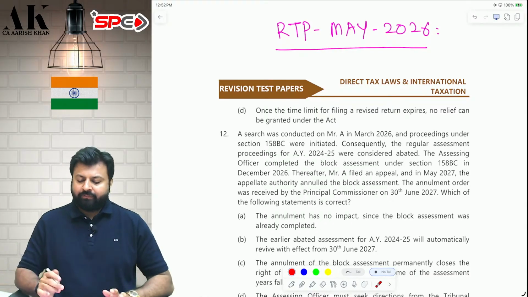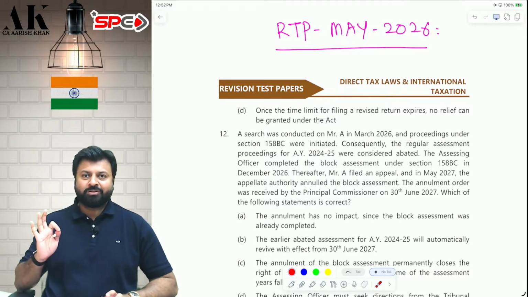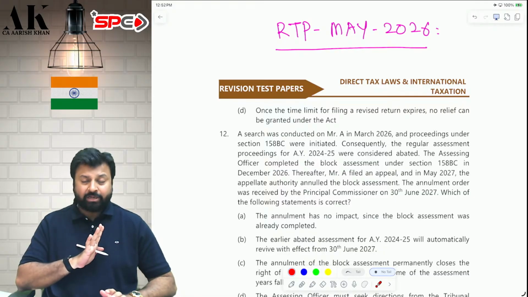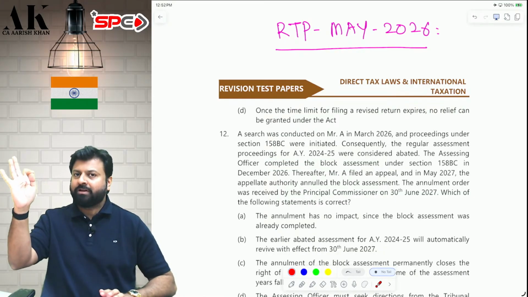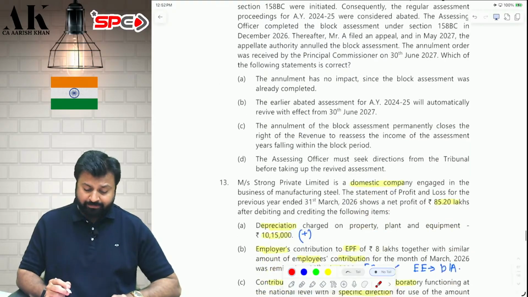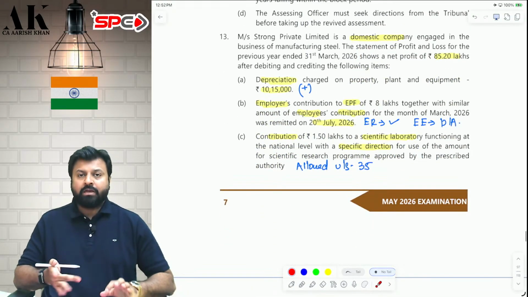Now let's go ahead with one last RTP, that is RTP May 2026. After this, we will be completed with 9 RTP compilation exhaustively in full English along with our Hindi division also. Okay. So the very first question again over here is on total income.